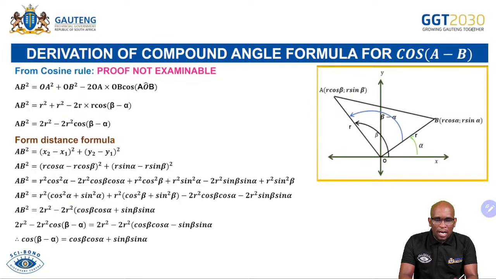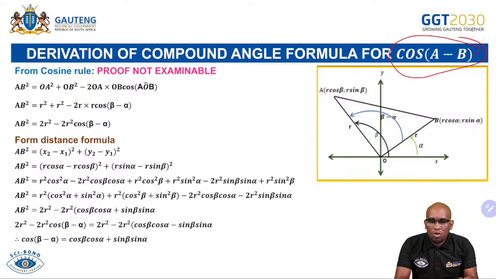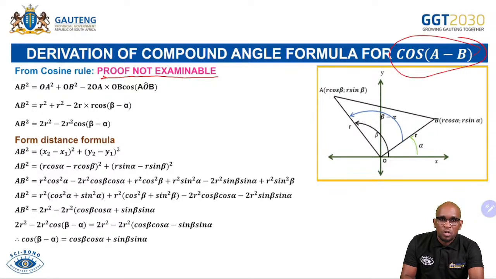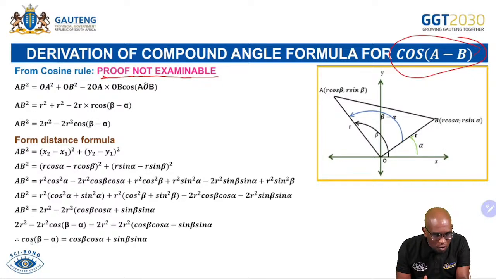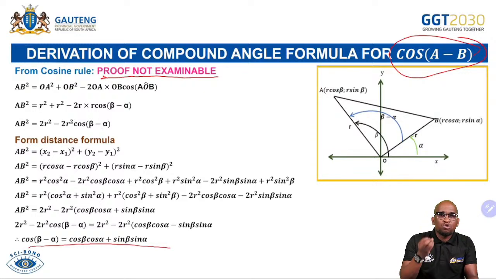Moving right along, now we are going to look at the proof of cos(A minus B). We are going to look at the proof of how to do it, but remember the proof is not examinable, so you are not required to know this proof for exam purposes. However, the formula that you conclude right at the end, you should be able to use it to derive the other compound angle formulae.